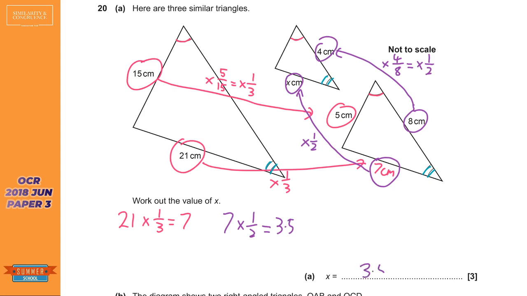So x is 3.5. So that's really, really complicated one, and we should put centimeters as well, even though it says centimeters next to the x. Really, really complicated question that, because you've got to go from the big triangle to the middle triangle, then the middle triangle to the small triangle. But hopefully it's not too difficult. It's just doing the same process twice.